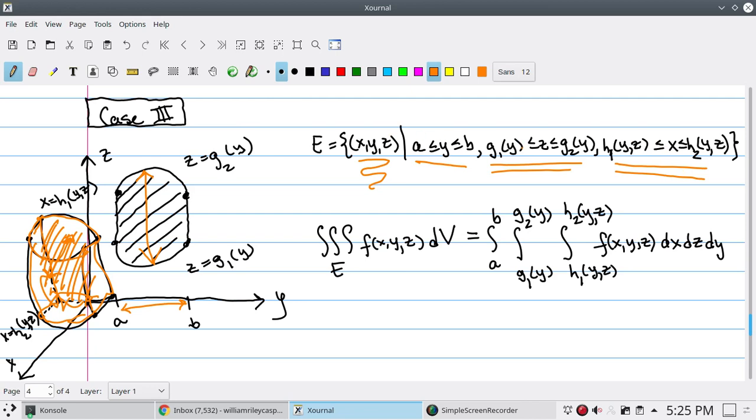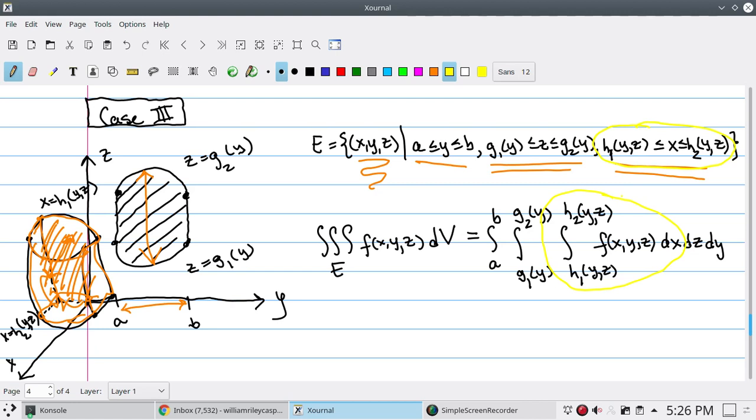And in this case, my triple integral is written as this iterated integral, integral from a to b, from g1 to g2, and from h1 to h2 of f of x, y, z, dx, dz, dy. It's important here that these variables match up. So this innermost integral is from h1 to h2. Those were the bounds in x, so that should match up with the bounds in x here.